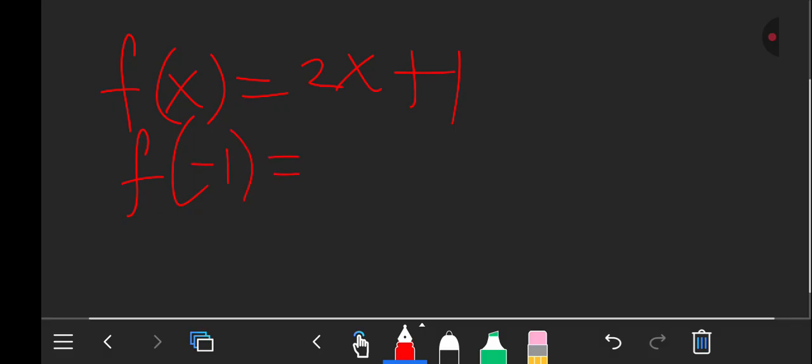So we're going to say f of x will be equal to 2x plus 1, and what we're finding is f of negative 1. That will be equal to 2, where there is x, negative 1, plus 1. That will be equal to negative 2, then plus 1, and negative 2 plus 1 is just negative 1. So basically this is how you can evaluate a piecewise function.